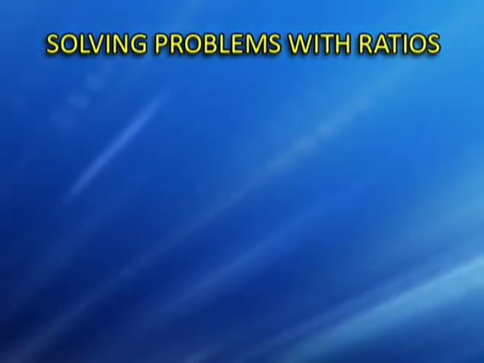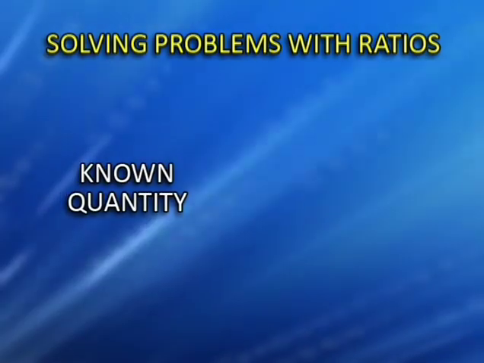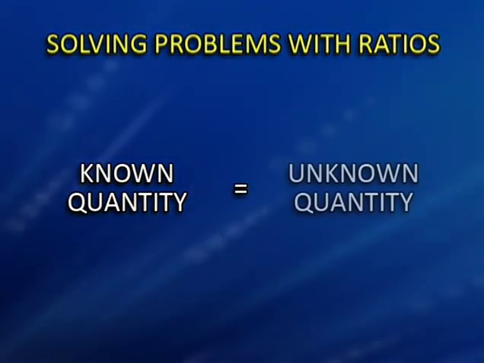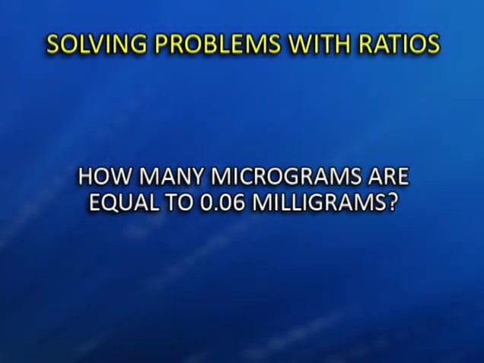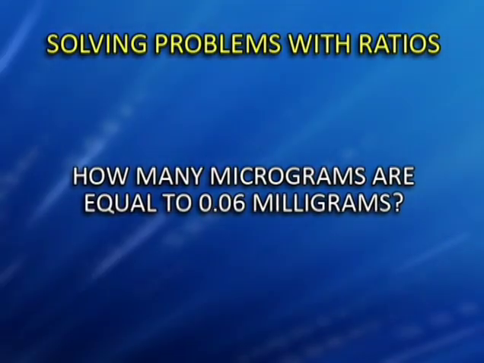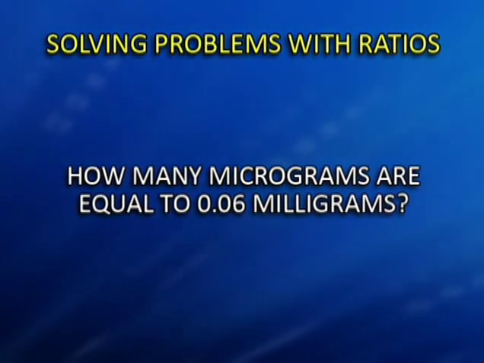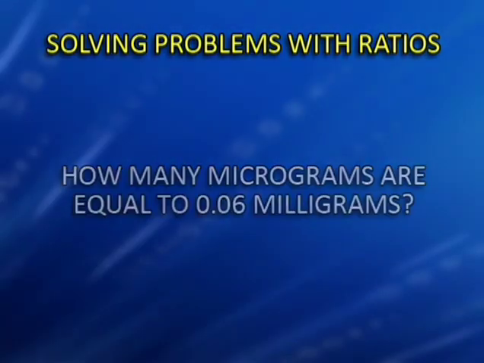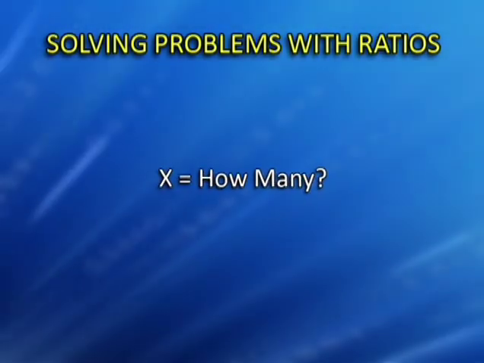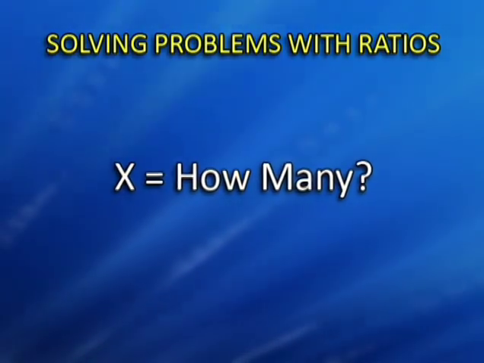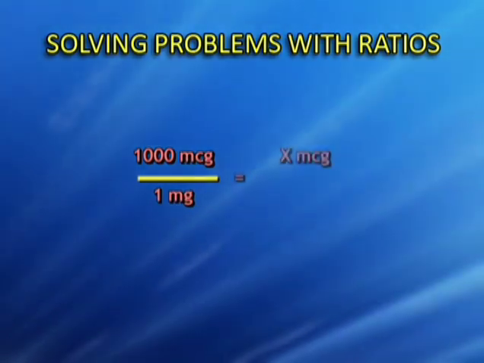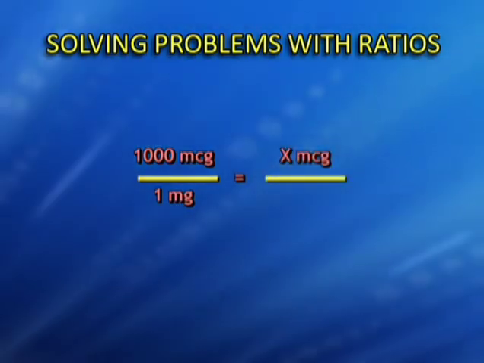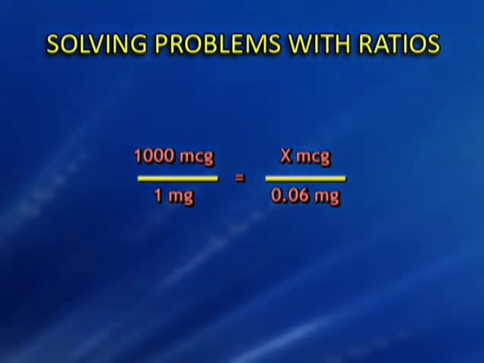To use ratios for problem solving, one known ratio is set up as equal to another ratio containing the unknown information. For example, to answer the question, how many micrograms are equal to 0.06 milligrams, we set up an equation where the how many portion of the question is represented by the letter X. Step 1. Using the known information, set up the equation 1,000 micrograms are related to 1 milligram as X micrograms are related to 0.06 milligrams.